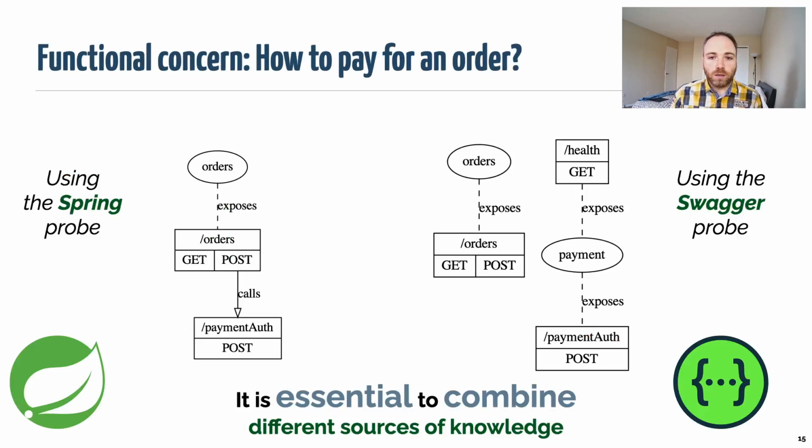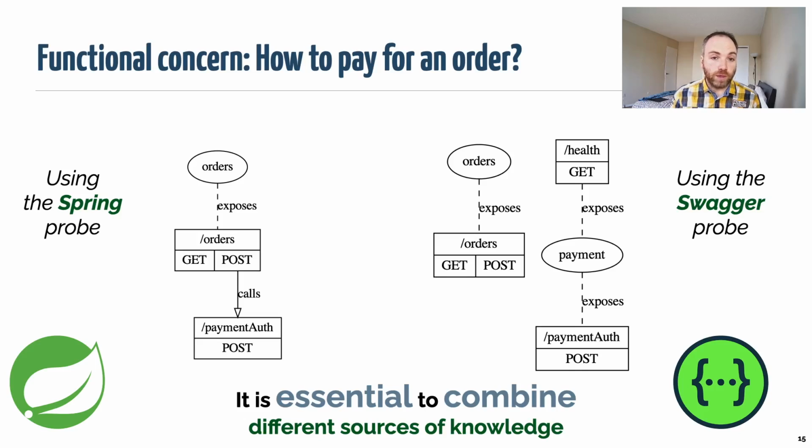Another way of exploring the architecture would be to go functional, where the previous explorations were non-functional. For example, we want to understand how one pays for an order. When someone orders a shop item, how is he or she going to pay for it? This example is interesting because it really emphasizes the fact that there are different sources of knowledge, different sources of information, that we need to combine together.